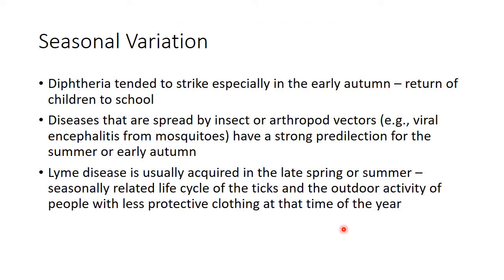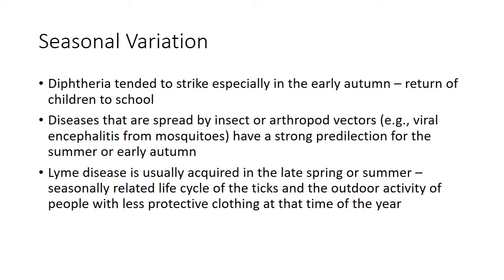So you can see things like diphtheria, they tend to strike, especially in the early autumn time period, and that's generally going to be commensurate with the return of children to school. And we'll find that diseases that spread via insects or arthropods, so think about things like viral encephalitis from mosquitoes, they tend to have a predilection for the summertime and early autumn. Again, when there's more mosquitoes out there, people are out on vacation, they're out being active.